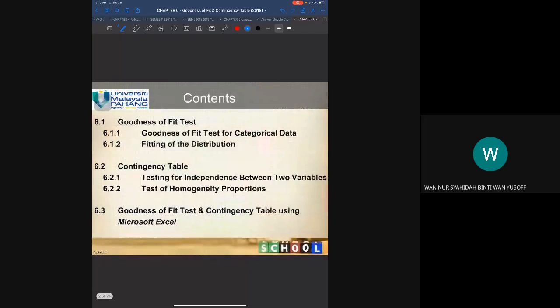We have 3 subtopics for this chapter: goodness of fit test for categorical data, and fitting of the distribution. Then we have contingency table, testing for the independence between 2 variables and test of the homogeneity of proportion. The third one is goodness of fit and contingency table using Microsoft Excel.